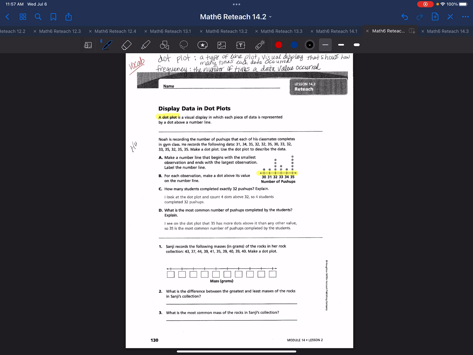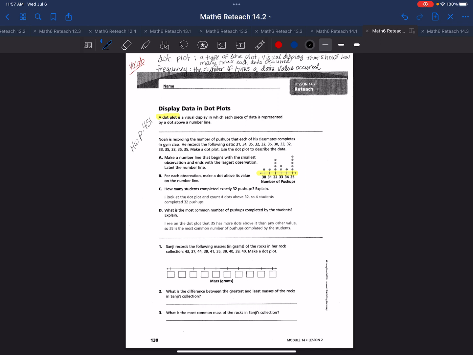Before that, though, if you want to reference problems similar to this, look at homework page 451 in your student workbook. I encourage you to pause this video and complete these problems on your own first, and then go back and watch the video. Noah is recording the number of push-ups that each of his classmates completes in gym class. He records the following data: 31, 34, 35, 32, 32, 35, 30, 33, 32, 33, 35, 32, 35, 35. Make a dot plot. Use the dot plot to describe the data.